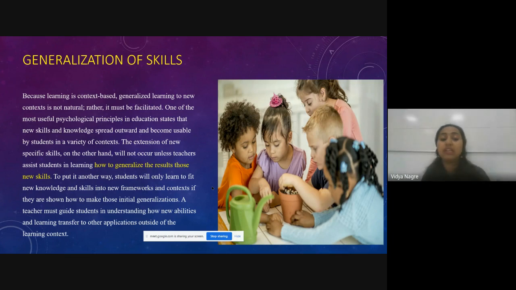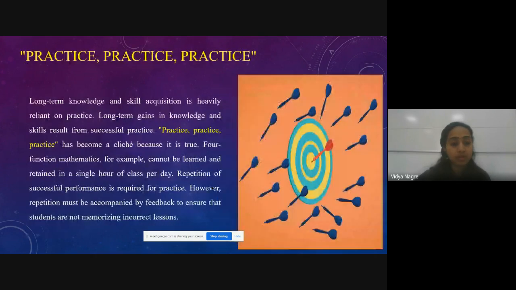So those generalized skills may not help here, but what a teacher can do better is to help students reach the results while learning the new skills. It basically means application based learning. Whatever they have learned from their previous theories or previous learnings, they have to learn applying to the new while acquiring the new skills.